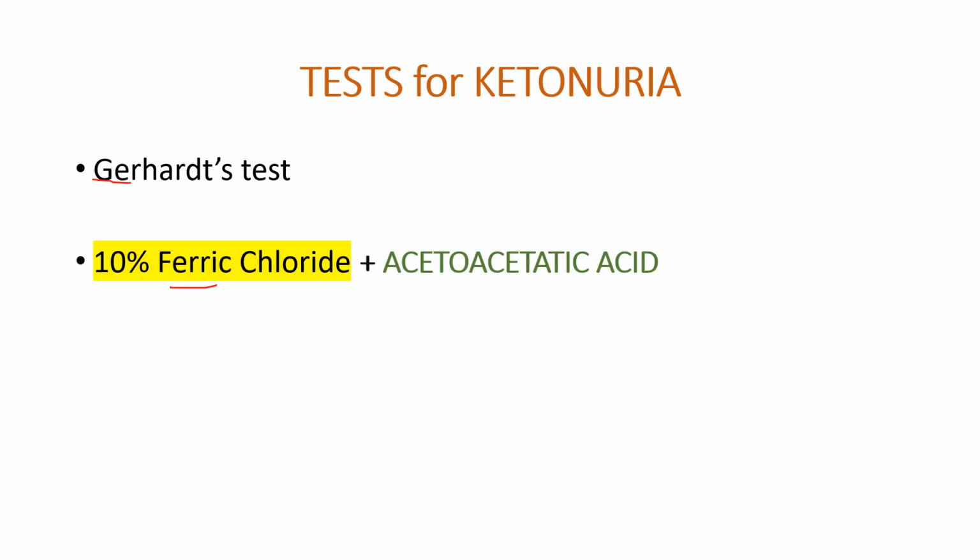The principle of this test is, once again, it acts on acetoacetic acid, and as a result it produces a reddish or purplish color. So not much difference there. Both of them produce a purple color. In Rothera's test, we use sodium nitroprusside, which acts on acetoacetic acid, whereas in Gerhardt's test, ferric chloride combines with acetoacetic acid.